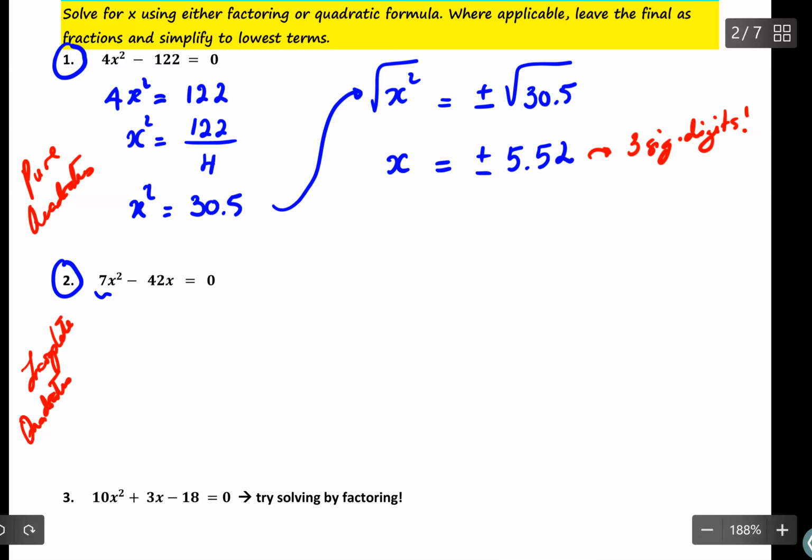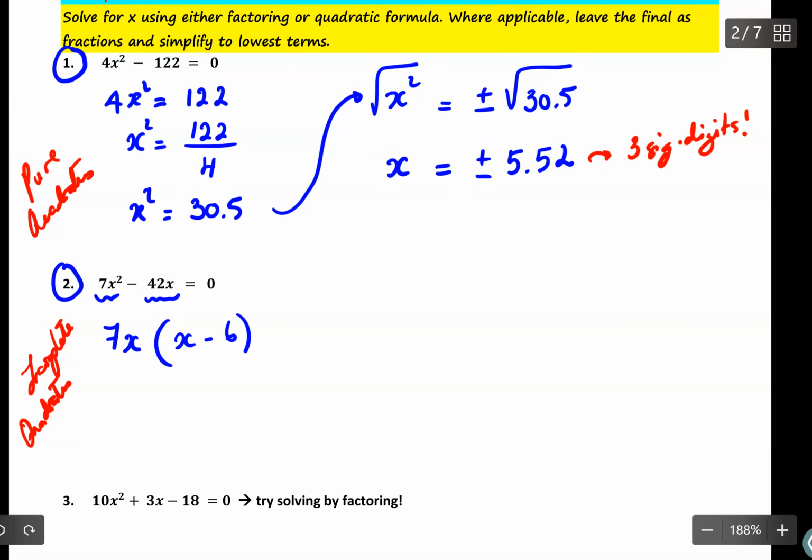So note that I have 7x squared and 42x as a minus. So I found that 7x is a common factor of both terms. So I factor out 7x. Inside the bracket, I should have x minus 6 equal to 0. So let's analyze this.